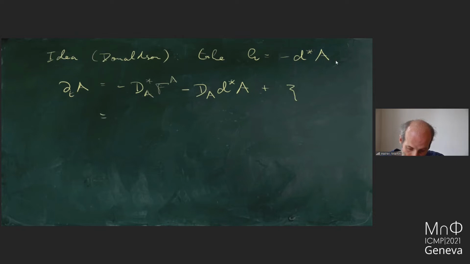Well, remember, F_A essentially looked like the exterior derivative of A, right? F_A was dA plus an extra bracket. And then these covariant derivatives also basically look like exterior derivatives. So the covariant derivative is also the exterior derivative plus some bracket term. And so the first term here basically looks like d star d A. And the second term looks like d d star A. And then there are lower order terms. And then there's the noise term.